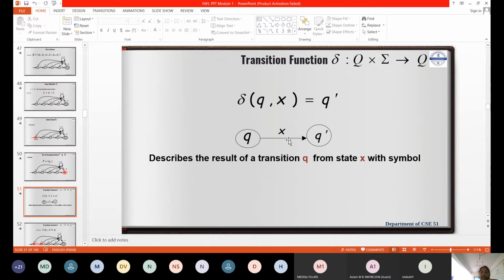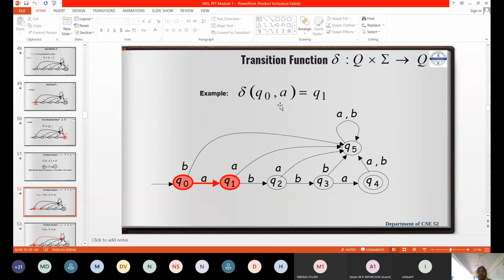Del of q comma x is equal to q dash, where q is the present state, q dash is the next state, and x is the input symbol. According to this question, del of q naught comma a: when I apply a on q naught, where do I go? q1. Like this, you have to write for all the possible combinations.